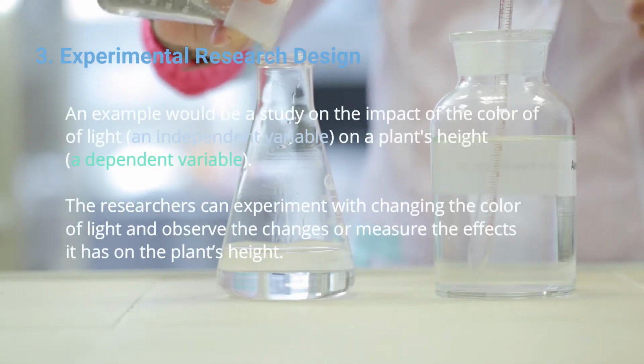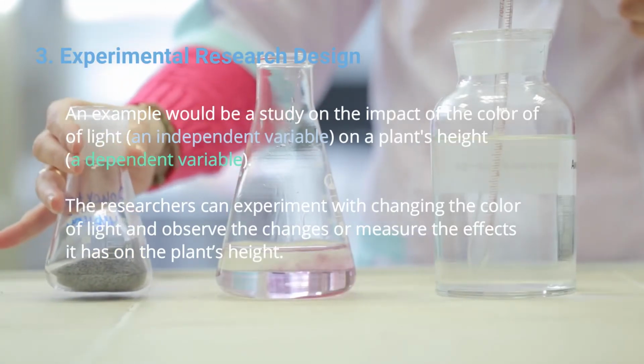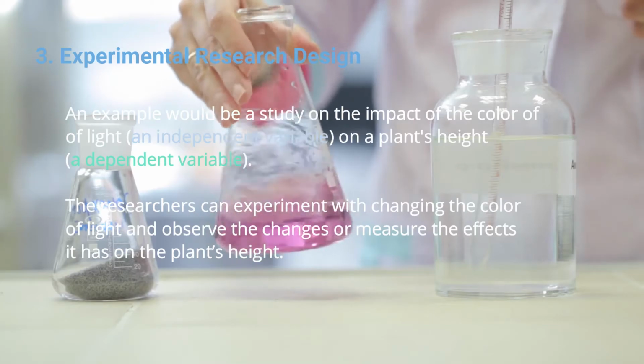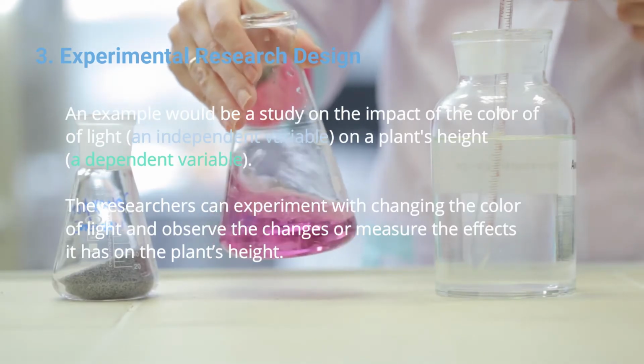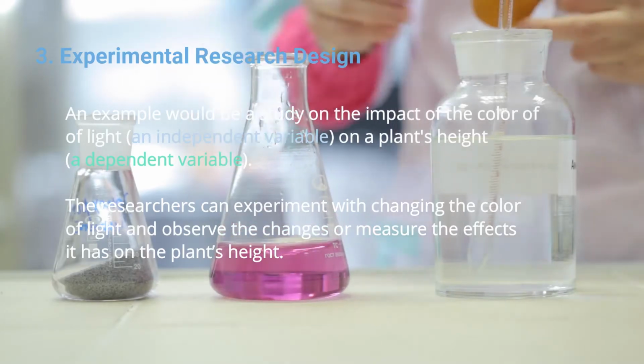An example would be a study on the impact of the color of light on a plant's height. The researchers can experiment with changing the color of the light and observe or measure the effects it has on the plant's height. In this situation, the color of light is the independent variable, while plant height serves as the dependent variable.